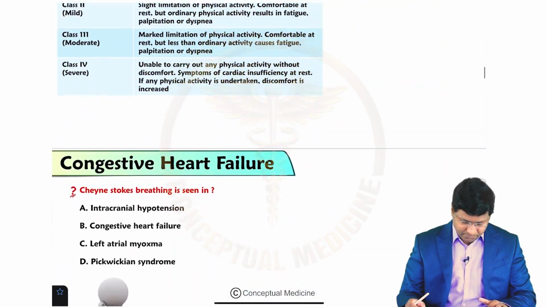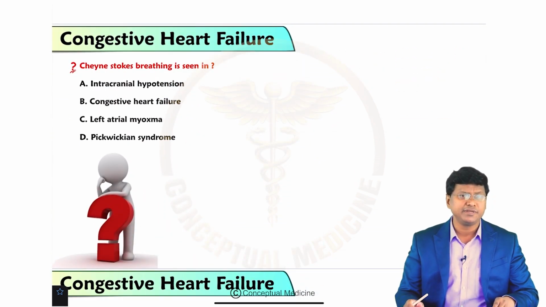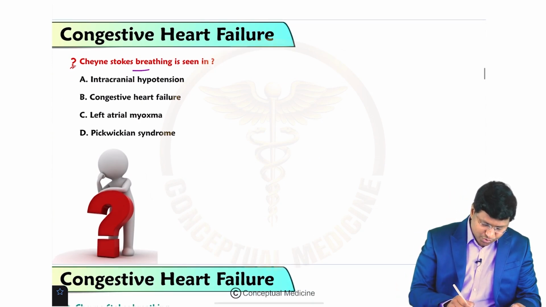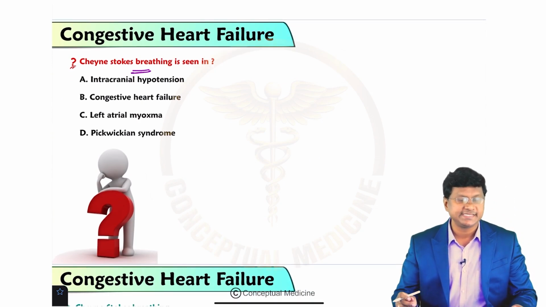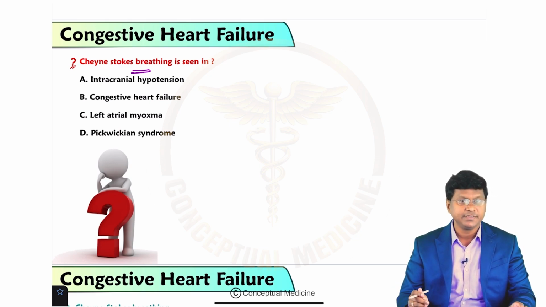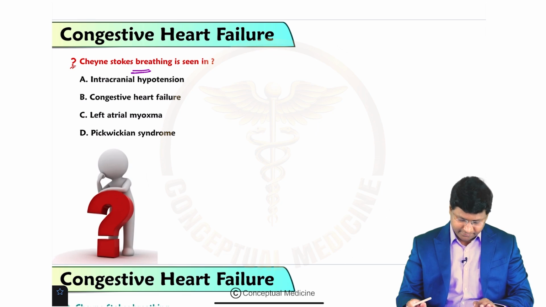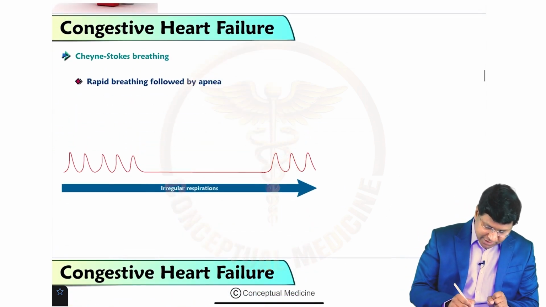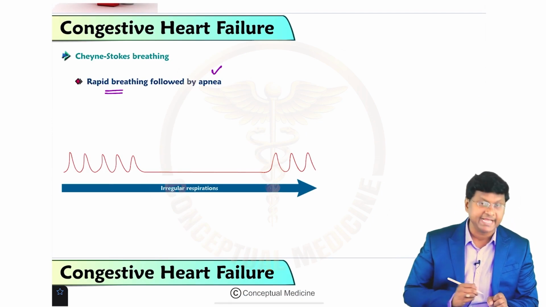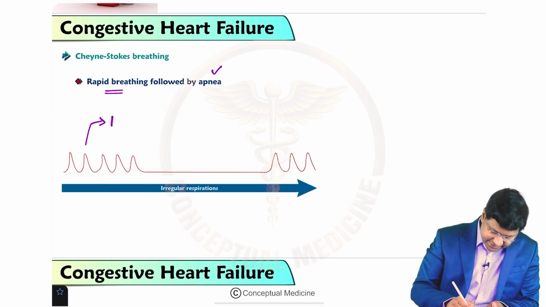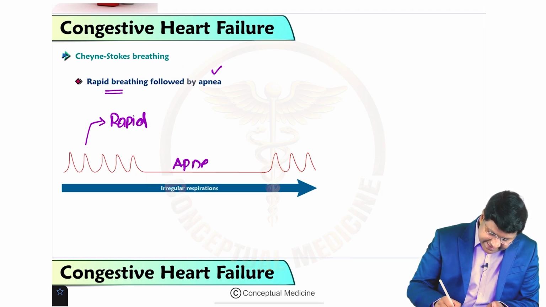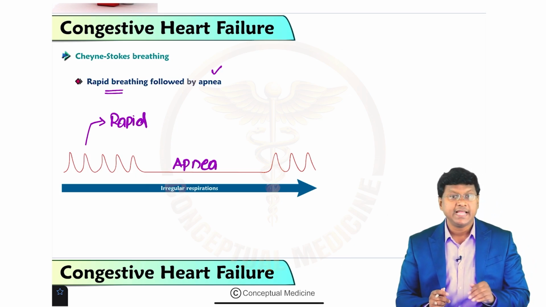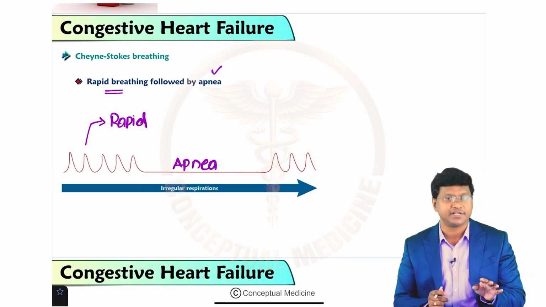And we have one important periodic breathing that is called the Cheyne-Stokes breathing. Cheyne-Stokes breathing is seen in intracranial hypotension, congestive heart failure, left atrial myxoma, Pickwickian syndrome. See, Cheyne-Stokes breathing is a periodic breathing where the individual has rapid breathing followed by apnea. So you can see that here there is rapid breathing, then followed by that there will be apnea, that is cessation of respiration. And this is an irregular respiration.